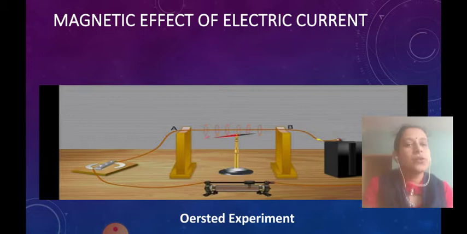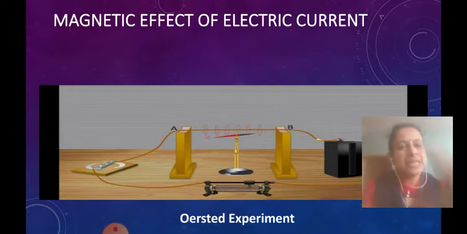So what he did, he took the stands. Then he took here the battery. Then he took a wire and a key. And then what he did, he just switched on the key. He pressed the key and tried to find out what is exactly happening in the magnetic needle.